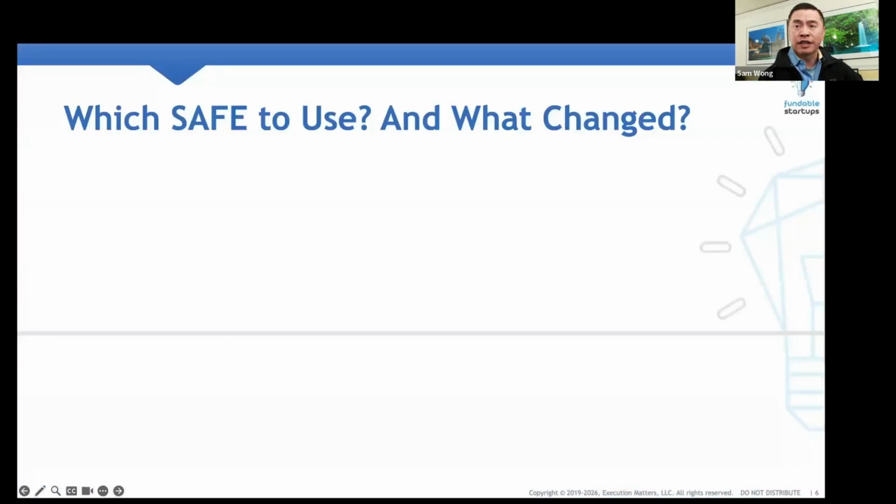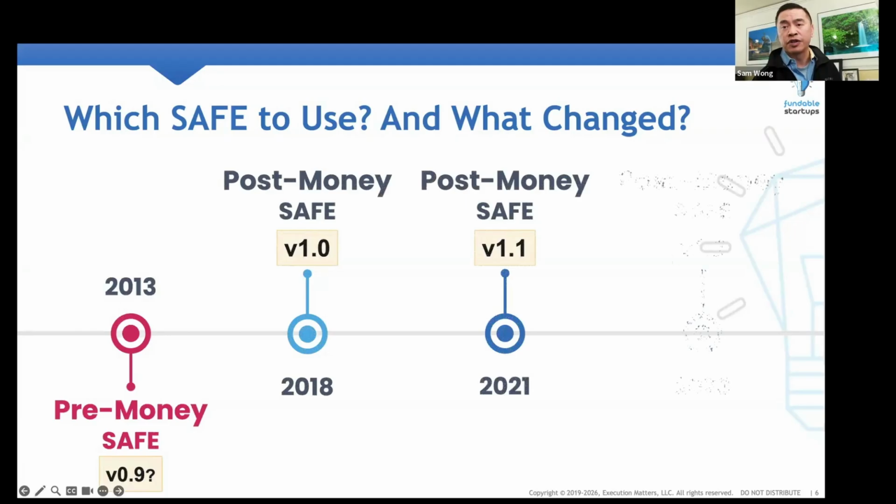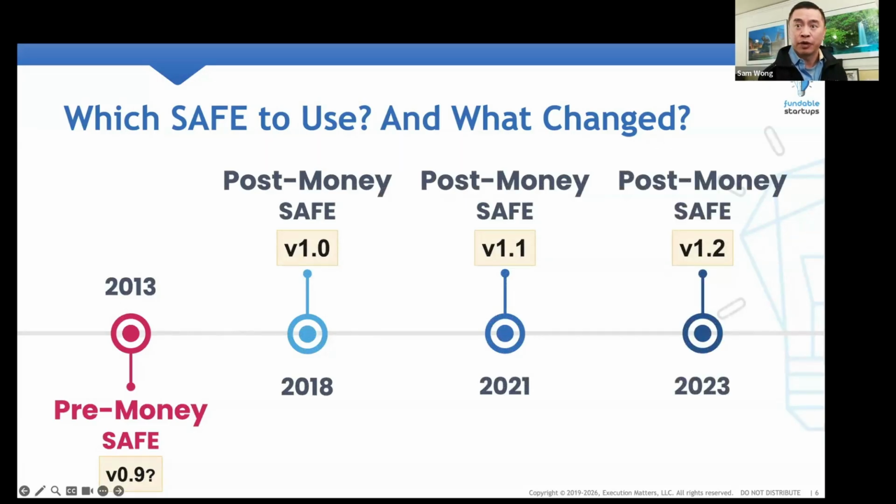Okay, so it's confusing. And if you look back at the history, there's actually multiple versions of the safe. And most people don't even know that. The original version was released by Y Combinator in 2013. They didn't assign a version number to that. And then over time, they started releasing version 1.0, 1.1, 1.2, and there's actually even a quiet release of version 1.3 that most people are not even aware of. So there's actually been 5 different revisions of the safe templates from Y Combinator.